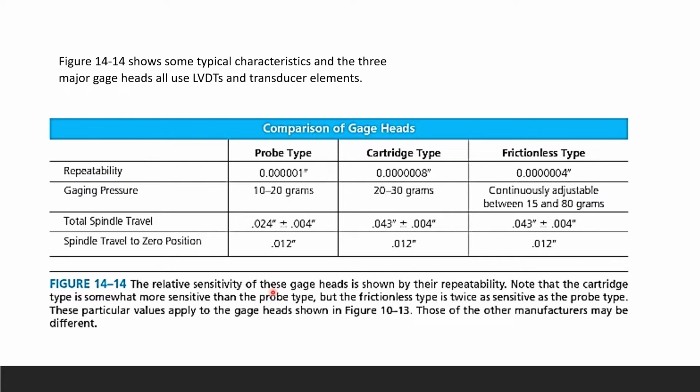So here, this is your figure 14-14, and it's showing some typical characteristics in the 3 major gauge heads. So all use your LVDTs, okay, that's your transducer elements. So here we can see your comparison of gauge heads. It's just trying to show the 3: your probe, your cartridge, and then your frictionless type, okay, your 3 gauge heads. So repeatability, this is not reliability, this is repeatability.